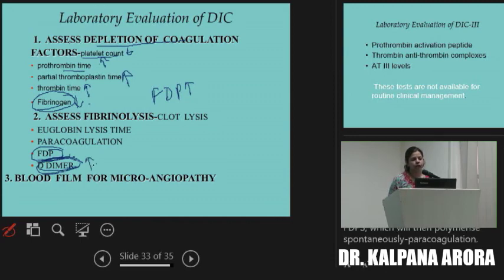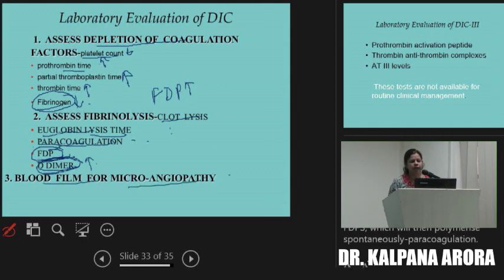Okay? Then you can do the clot lysis test, in which you assess for the lysis of clot, which is increased. You have a euglobulin lysis test, which is also abnormal, and you do one thing, that is paracoagulation. In this, you detect the fibrin monomers. And in the lab, when you do a blood film, you can see the presence of schistocytes.